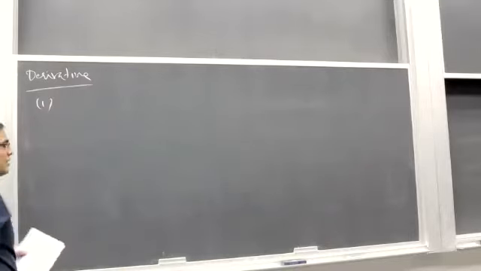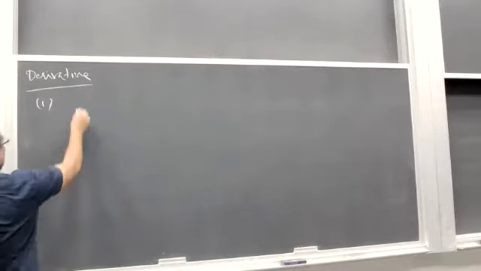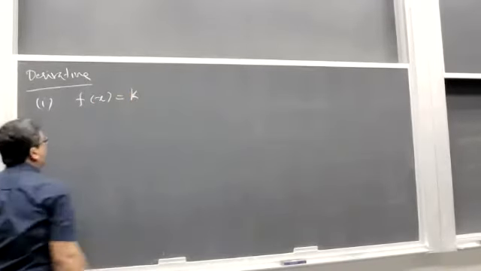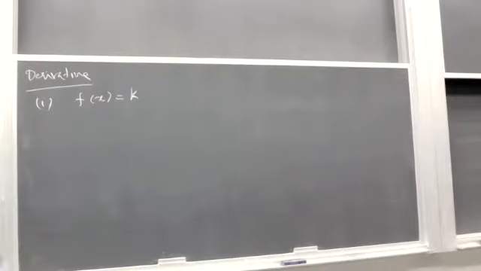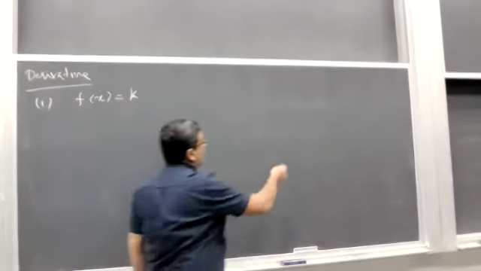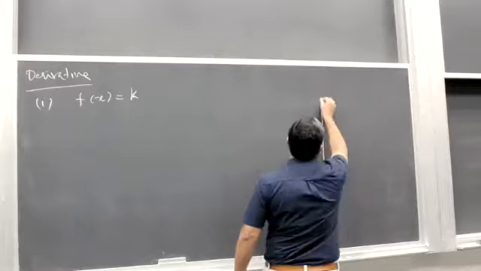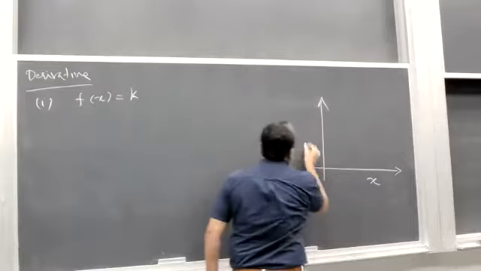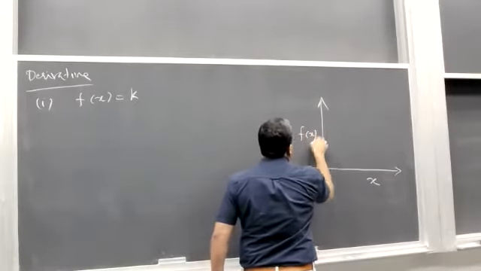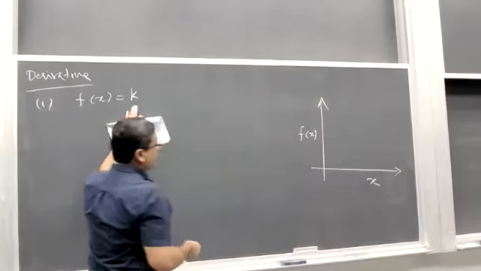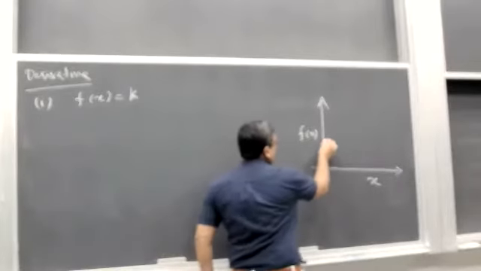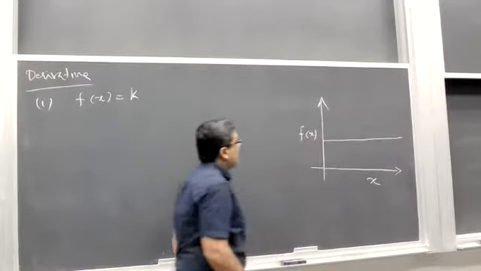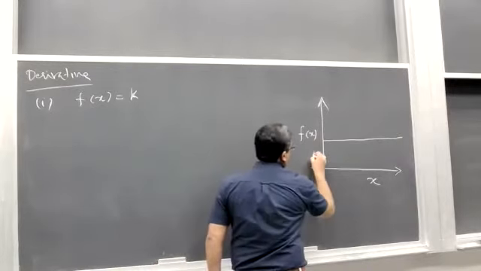The first rule is about the derivative of a constant. So if you have a function which is equal to a constant, what does a constant function look like? A constant function looks like this. You have x, you have f of x, and in this case f of x is equal to k. It has a constant value k.